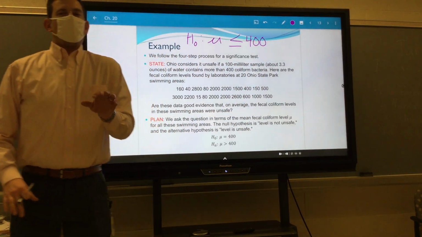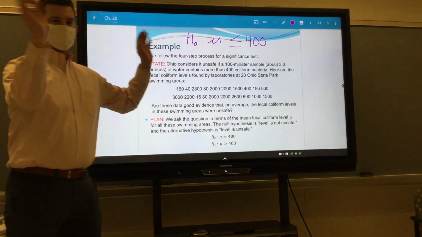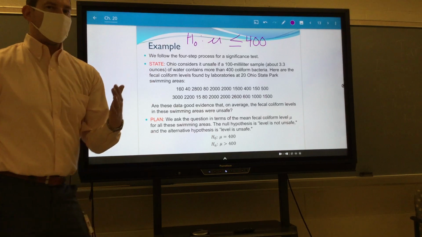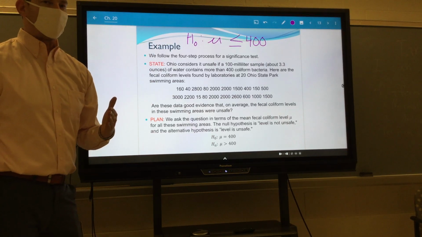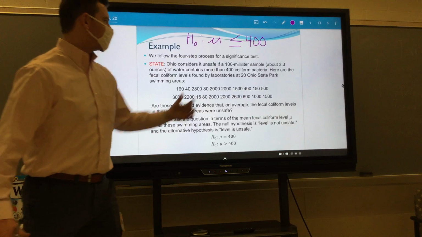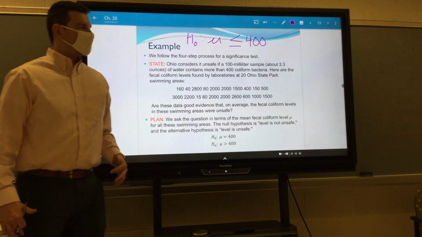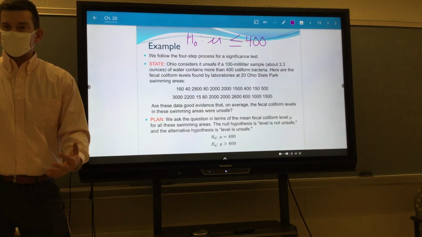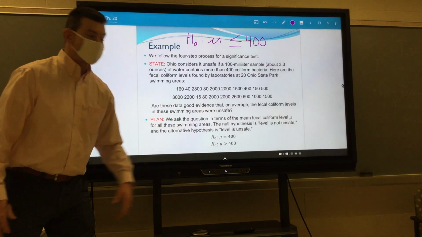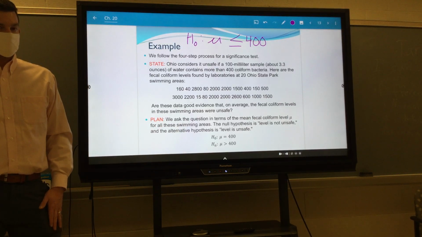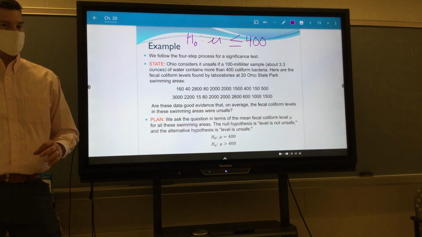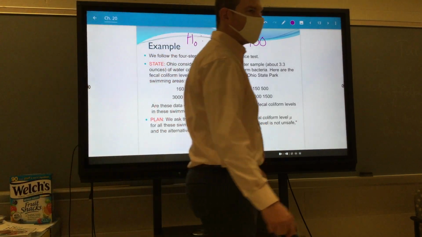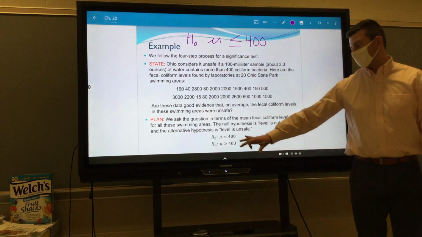Because ideally, you don't want this level of, let's just say it, feces in the public water, in the swimming holes, at 400, which they say is the threshold value for being unsafe. Ideally, you want it less than that. Anything above 400 is unsafe. So that makes sense as our alternative hypothesis that the mean is actually above 400. Reject the null hypothesis that it's safe and accept the alternative that it's unsafe.